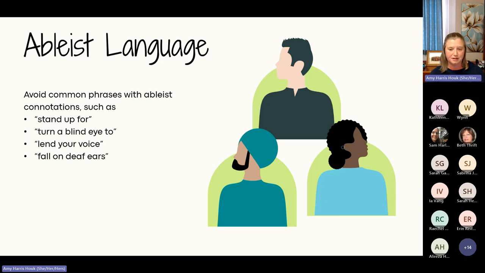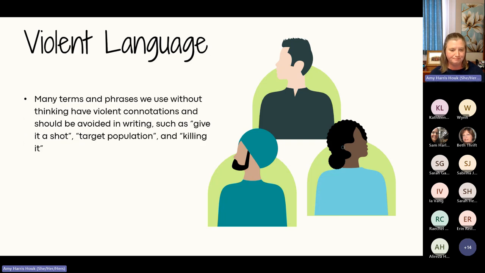This one though is actually even worse for me. I have caught myself saying the phrase killing it about a dozen times this week, since I started making this presentation. And I never really thought, until I looked closely at the inclusive writing guidelines, about that as a violent term. I mean, it is, clearly. It says killing it. But it's interesting to think about that, because I had never thought of it before.